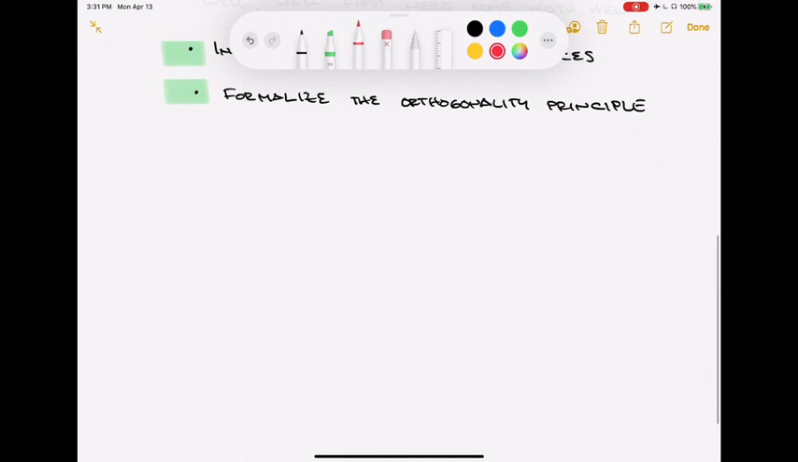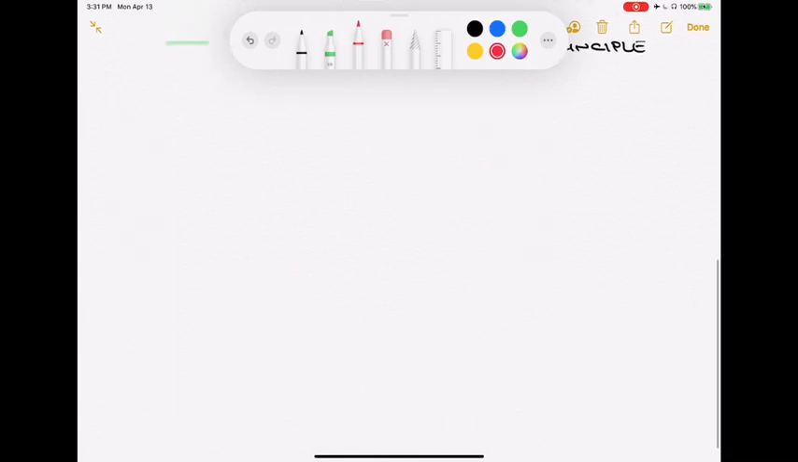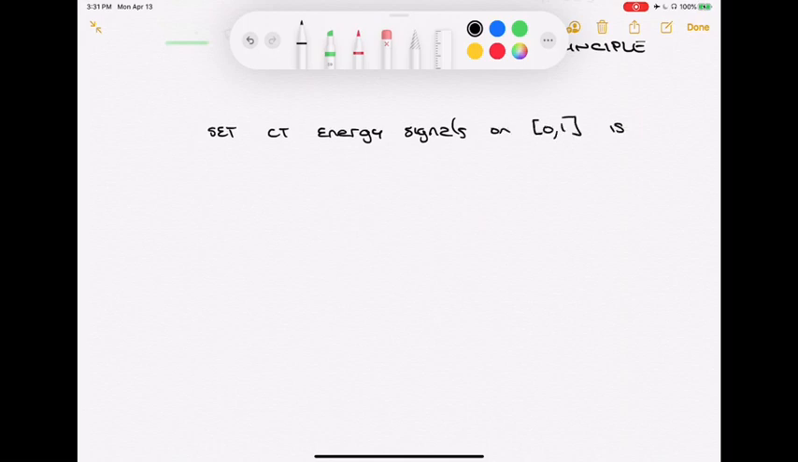Let's take just a few minutes and see if we can provide a very short example of some of this using some actual numbers just to see how it might work. We had already noted before that the set of all continuous time signals was a linear vector space. I'm going to do the set of all continuous time energy signals on the interval 0 to 1 is a linear vector space.